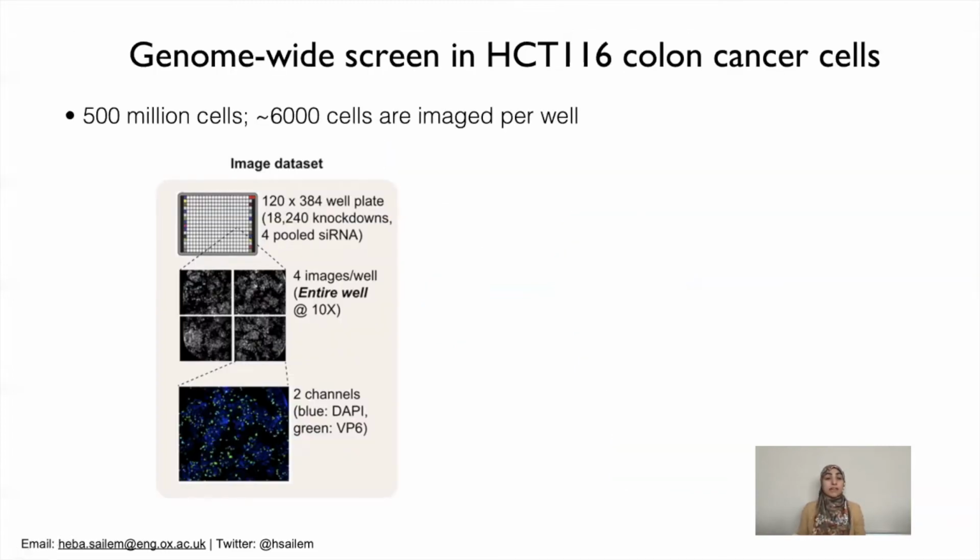So the dataset I have been using is a genome-wide screen that has 18,000 gene knockdowns. Here in a multi-well plate, every square will have a different gene knockdown, and we are imaging the entire well in the plate. This results in around 6,000 cells for every gene knockdown. And these cells are stained for, as I said, DAPI in blue and green is rotavirus infection. So in total, the screen resulted in over 500 million cells.